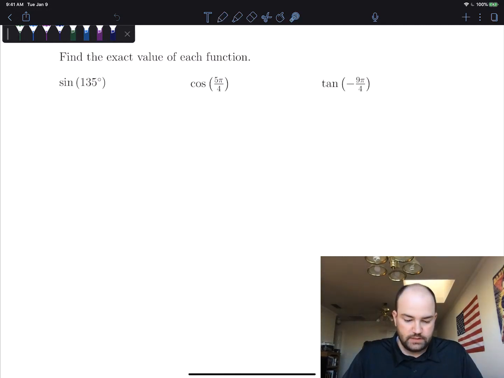Hello. In this video, we want to find the exact value of each function. The functions are sine of 135 degrees, cosine of 5 pi over 4, and tangent of negative 9 pi over 4. Okay, here's the thing. We want to figure out another one of the special angles on the unit circle.